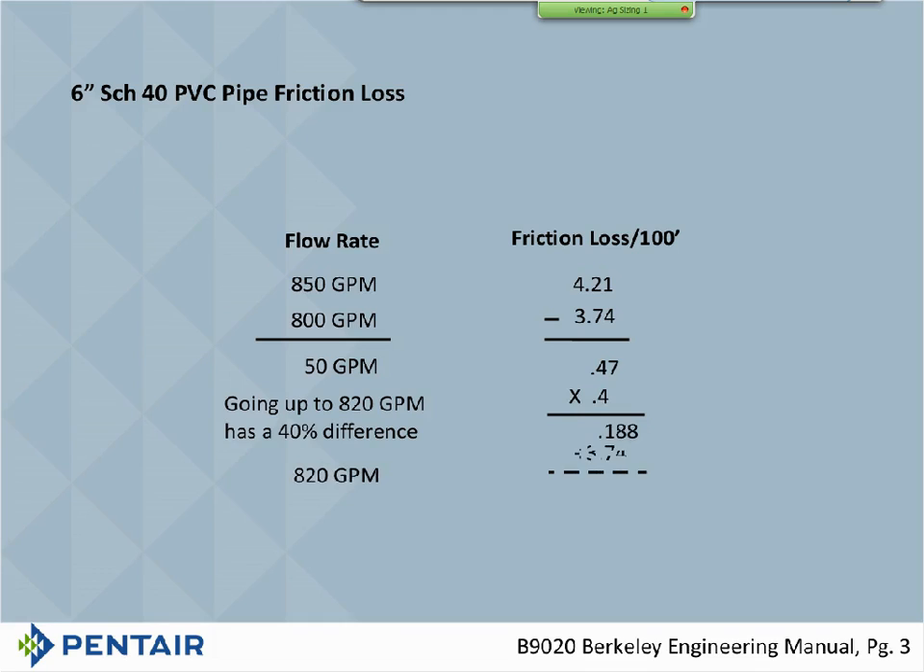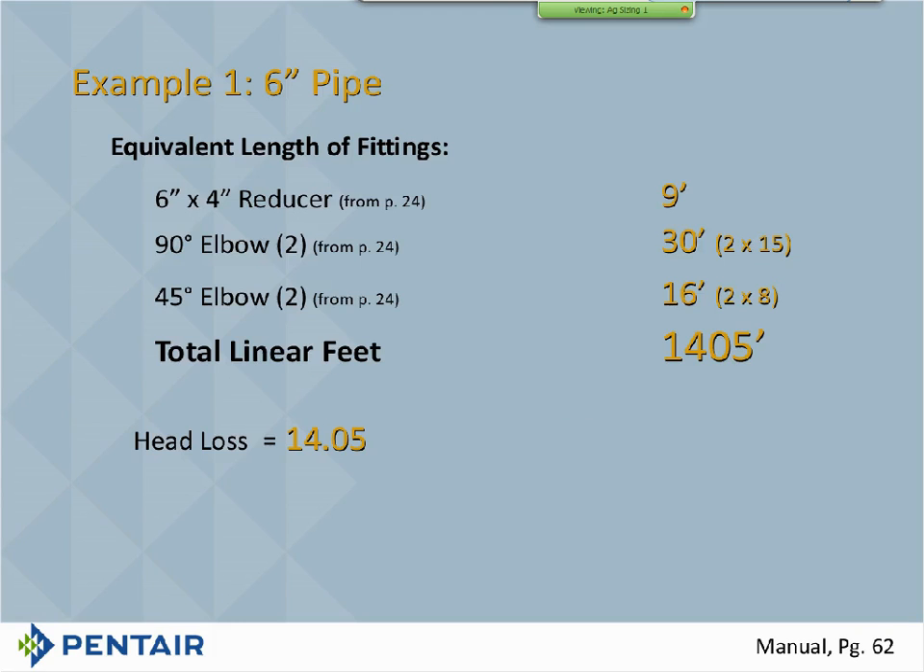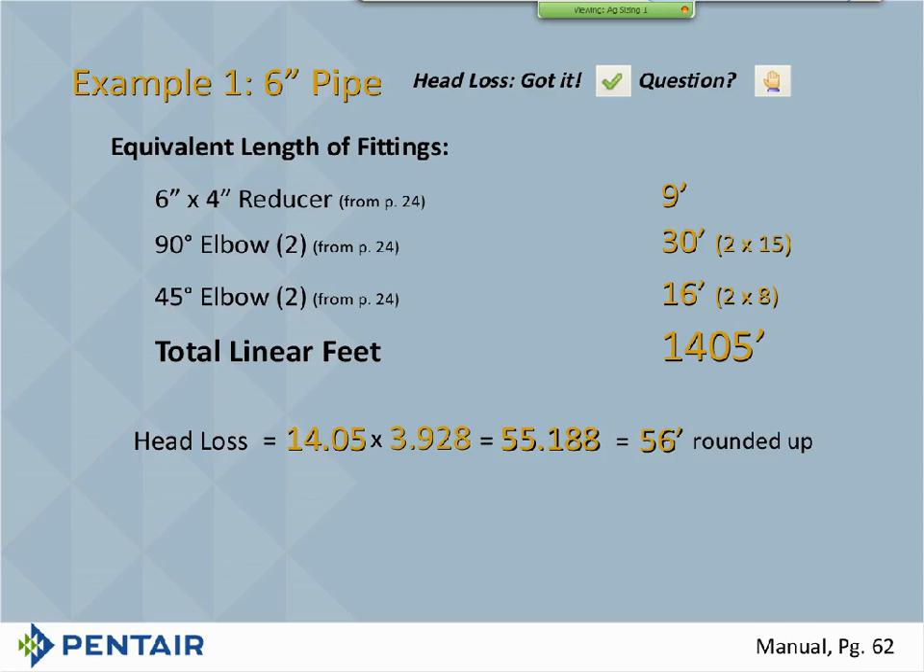Add that 0.188 to the 3.74, and our 820 gallons is going to equal 3.928. So we come over here and we take 3.928 times 1405, and what do we come up with now? 55.188. We'll, of course, round it up to 56. Okay, so now our head loss through section D is 56 feet.